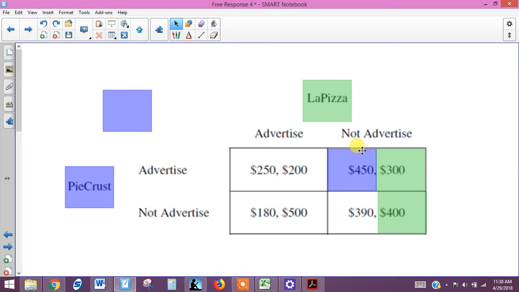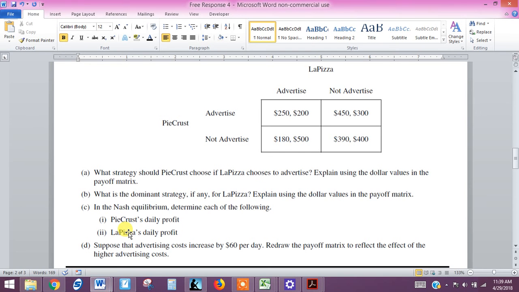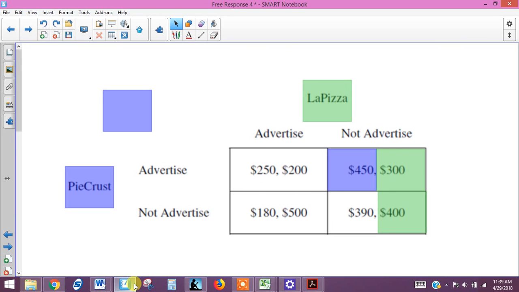So your answer here would be, using these different scenarios to explain it, that La Pizza does not have a dominant strategy, because whether they advertise or not, they're not going to be better off no matter what Pie Crust does. They're only going to be better off if Pie Crust makes one of the choices.